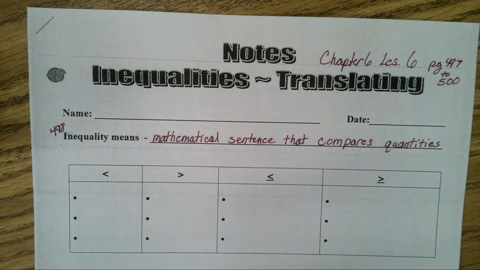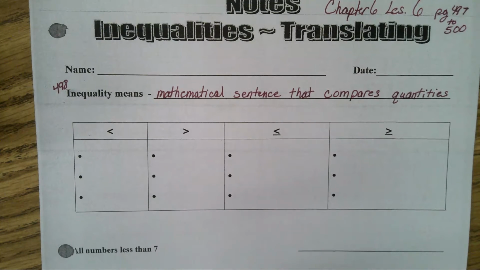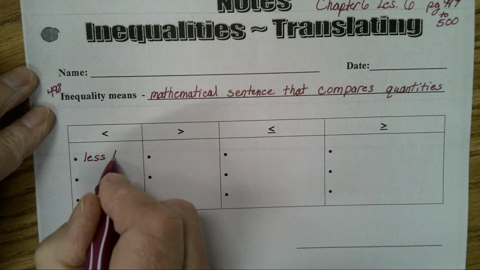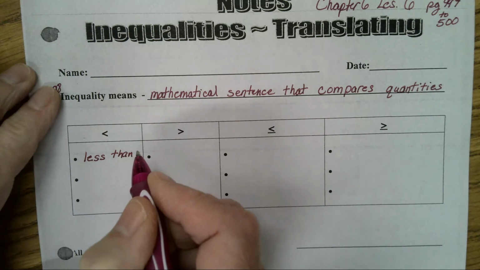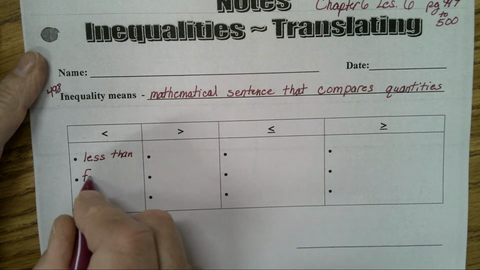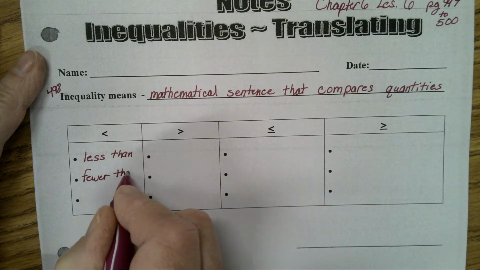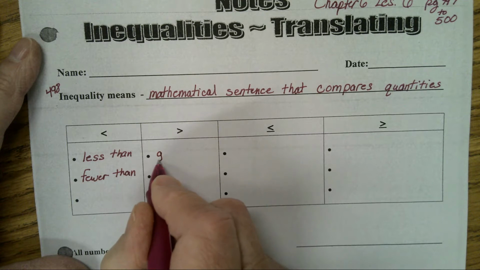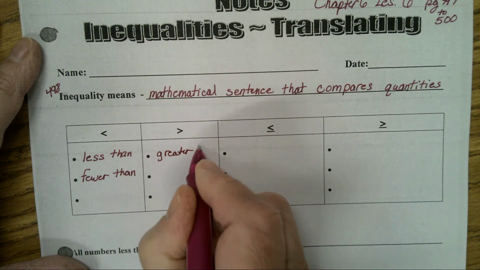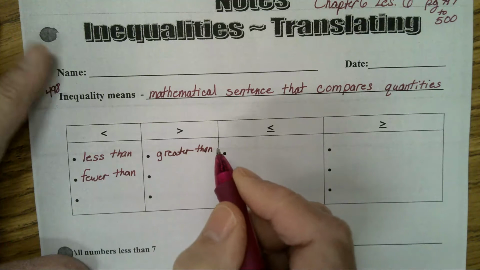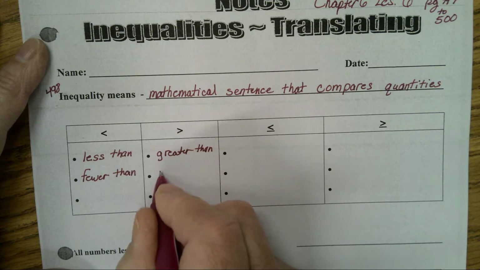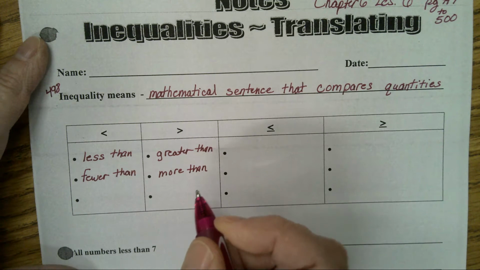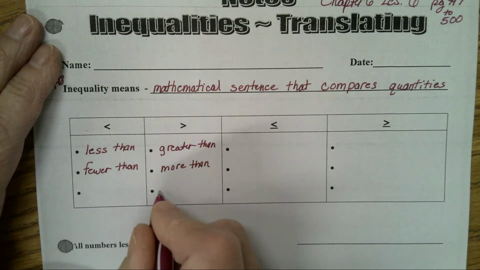Okay, now for this symbol here, less than, it's called a less than symbol. So when you see the words less than, you would write that symbol in. Is fewer than. When you see this symbol, greater than. More than, and exceeds. When you see the word exceeds, you would use this symbol.